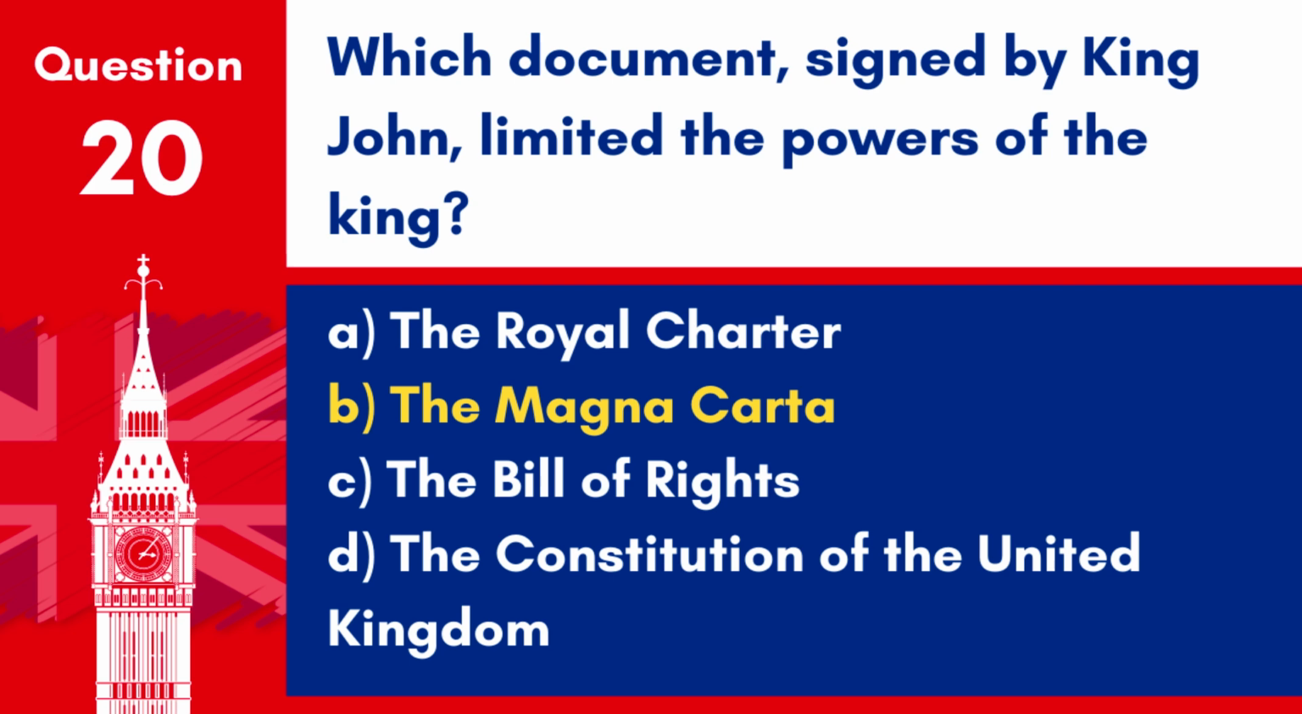Answer: B. The Magna Carta. The Magna Carta, signed by King John in 1215, is a seminal document that limited the powers of the king and laid the groundwork for modern democracy.